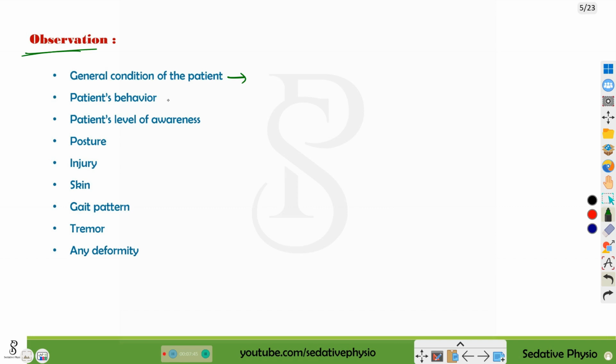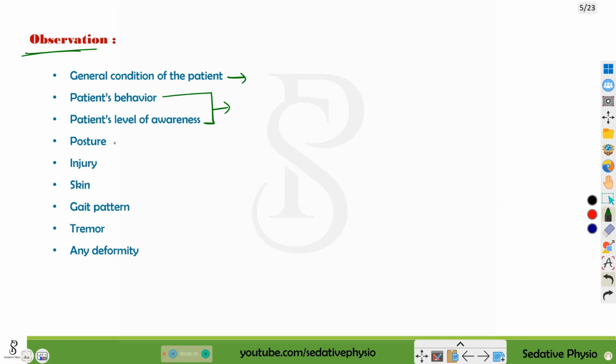Now, second is the patient's behavior and the patient's level of awareness. These 2 points are very important. Why? Because the patient's behavior and level of awareness also make a great influence on the recovery process and the treatment protocol, because active participation of the patient in the whole treatment regime is very important for the proper and fast recovery of the patient. So we have to check for the active participation of the patient, whether the patient is cooperative or uncooperative, whether the patient understands what you are saying to him or her or not, whether the patient is conscious or not. We have to check for the level of awareness.